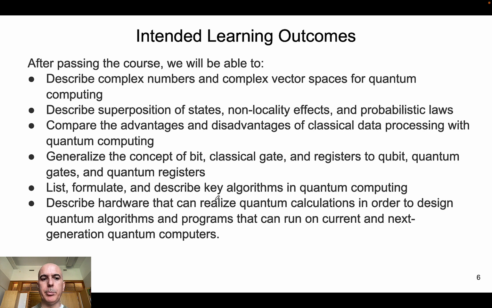You will be able to compare the advantages and disadvantages of classical data processing with quantum computing. You will be able to generalize the concepts of bit, classical gates and register to the quantum equivalent concepts such as qubit, quantum gates, and quantum register. You will be able to list, formulate, and describe key algorithms in quantum computing. And last but not least, you will be able to describe hardware that can analyze quantum calculation in order to design quantum algorithms and programs that can run on current and next generation quantum computers.